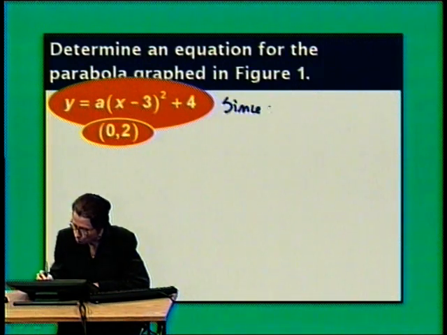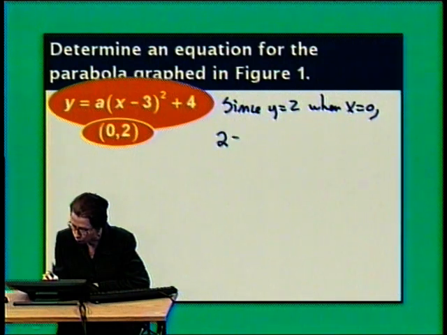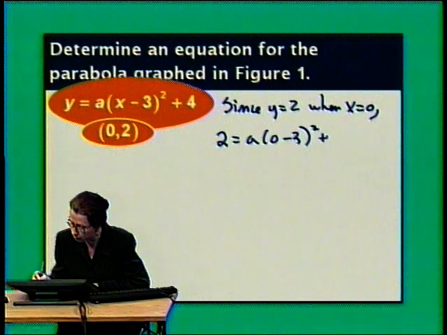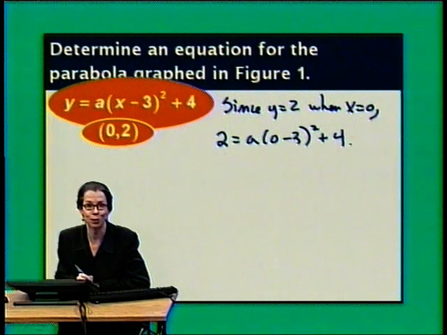So since y equals 2 when x equals 0, I'm just going to plug that into my equation. I have 2 equals a times (0 minus 3) squared plus 4. Hopefully you can see why this is going to allow us to figure out a. I only have one unknown in this equation. I should be able to solve for a.